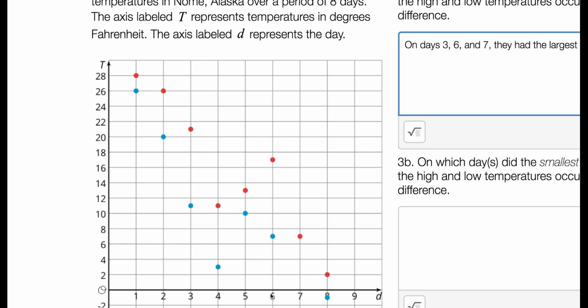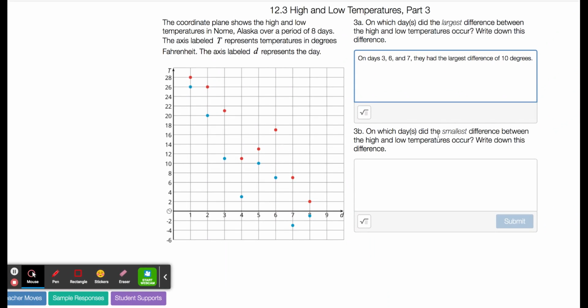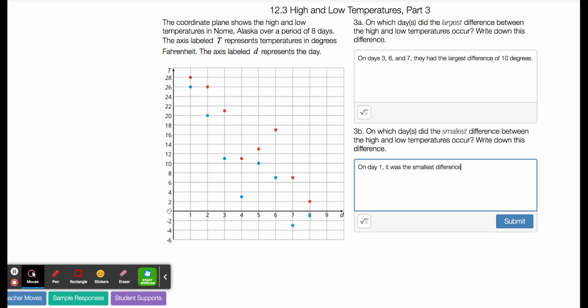Same thing here for day 6. I notice there's 2, 4, 6, 8, 10. And for day 7, again, 2, 4, 6, 8, 10. The day with the smallest difference between the high and low temperatures was just day 1. There was only one day that has the smallest. On day 1, it was the smallest difference, and that was of only 2 degrees on that day.